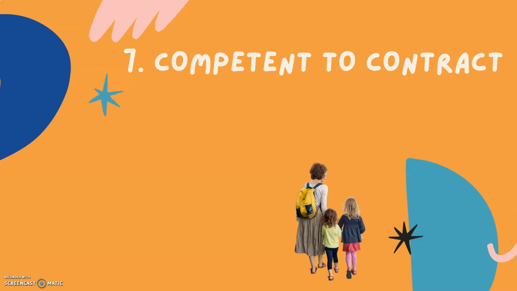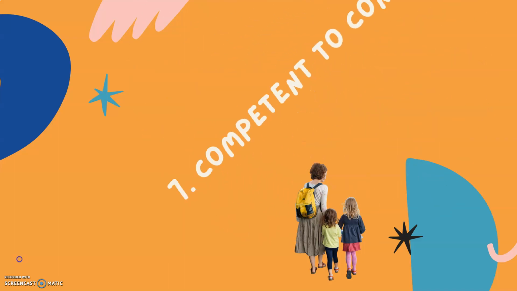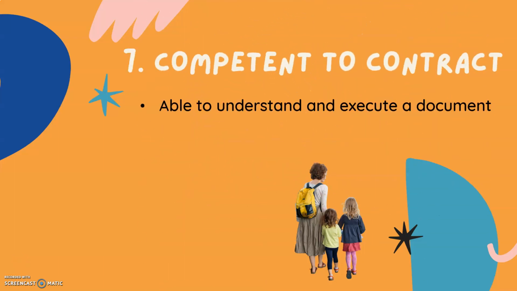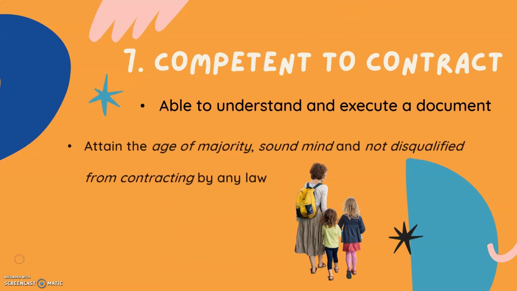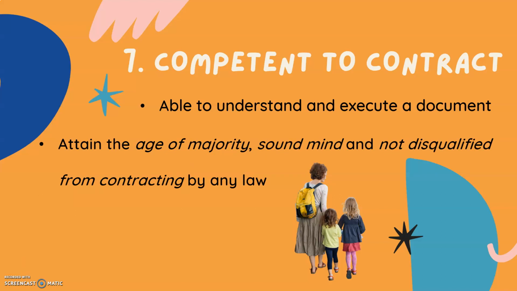The next one we have is competent to contract. It is able to understand and execute a document, meaning that the person reached the age of majority, sound mind, and not disqualified from contracting by any law. In this situation, minors or drunken persons are not competent to enter into contracts.